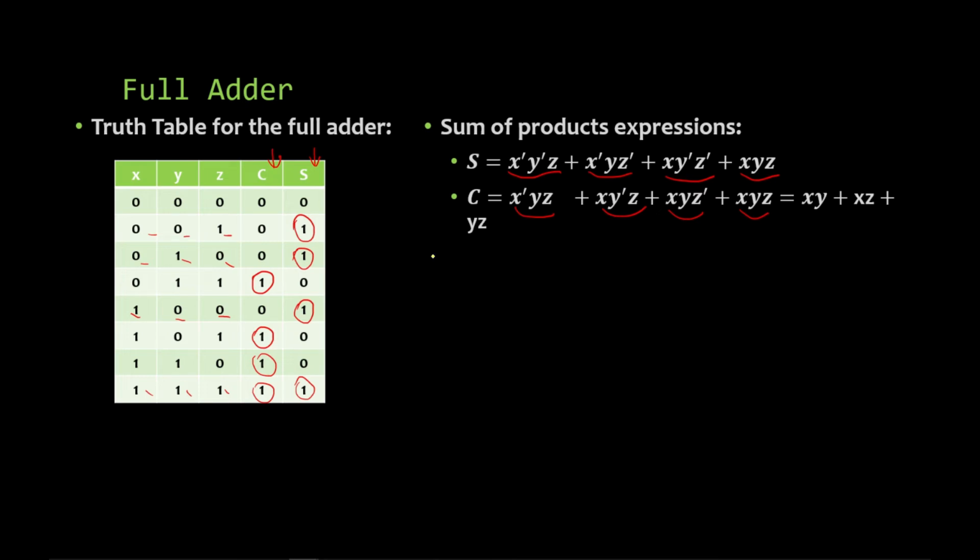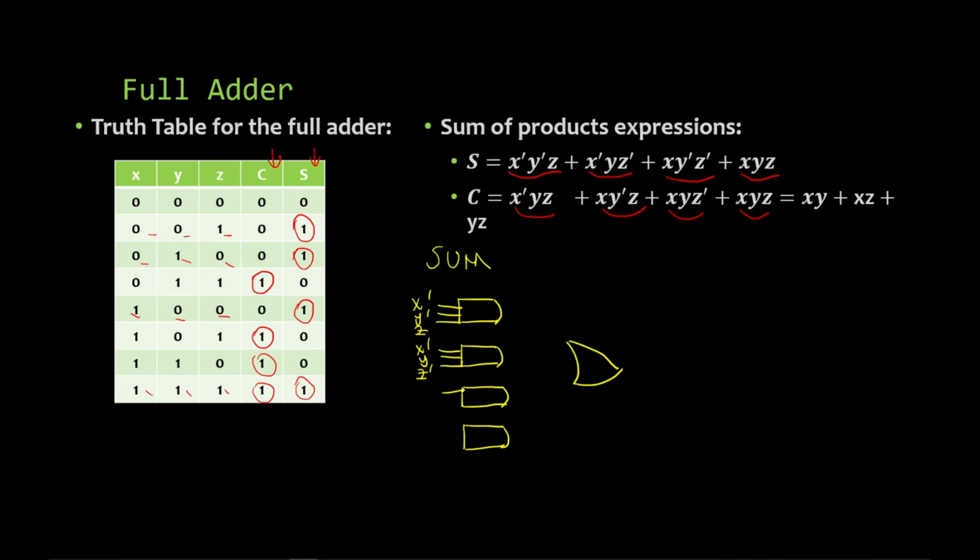Now let's draw the logic circuits for these two functions. First, let's do it for the sum. So we will have 4 AND gates because we are going to have 4 terms. And these are going to be ORed to get the output. So this one will be X complement, Y complement, Z. This one is going to be X complement, Y, Z complement. This one is going to be X, Y complement, Z complement. And this one is going to be X, Y, and Z. And they will all be going to the OR gate. And this is going to be our output, which is the sum.